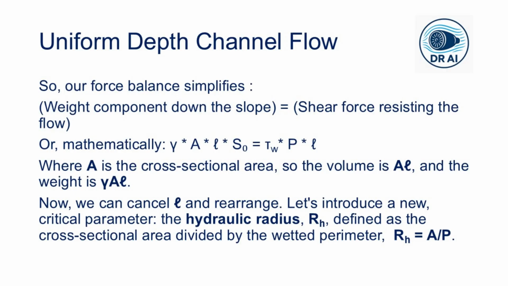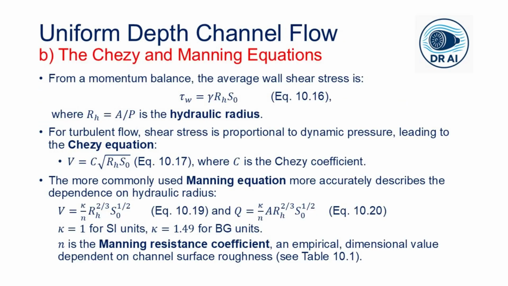So this gives us a fundamental relationship for the wall shear stress in the uniform flow. Now this particular equation, tau W equals gamma R_H S naught, is very powerful. It tells us that the shear stress on the channel boundaries is directly proportional to the hydraulic radius and the slope. So a steeper slope or larger hydraulic radius means more shear stress.